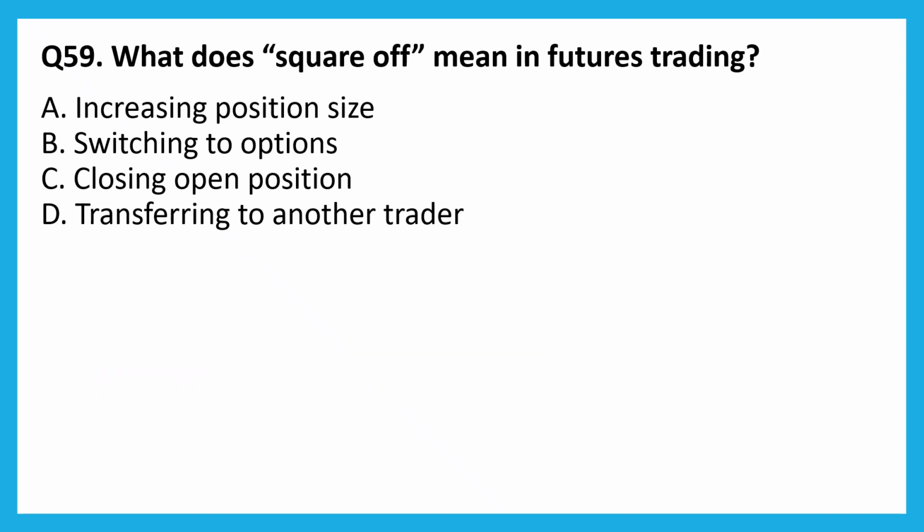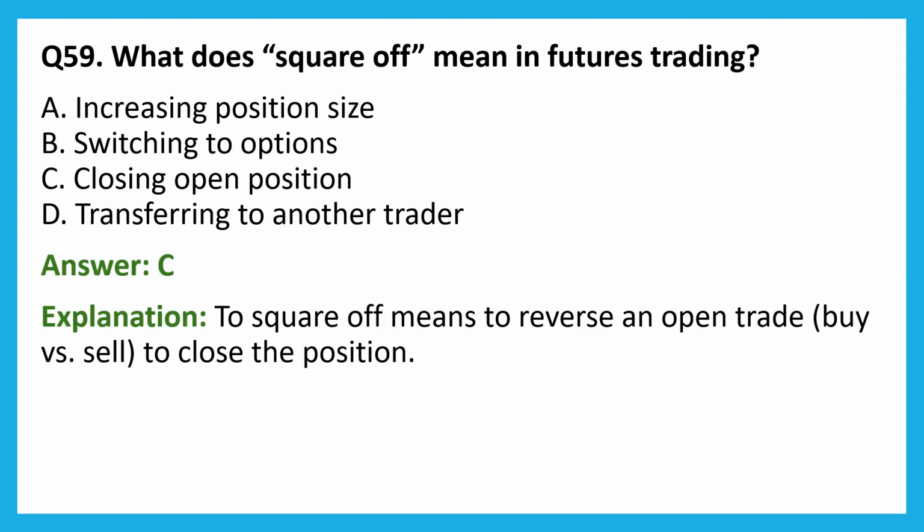Next question. What does square off mean in futures trading? Option A, increasing position size. Option B, switching to options. Option C, closing open position. And option D, transferring to another trader. Correct answer is option C, closing open position.